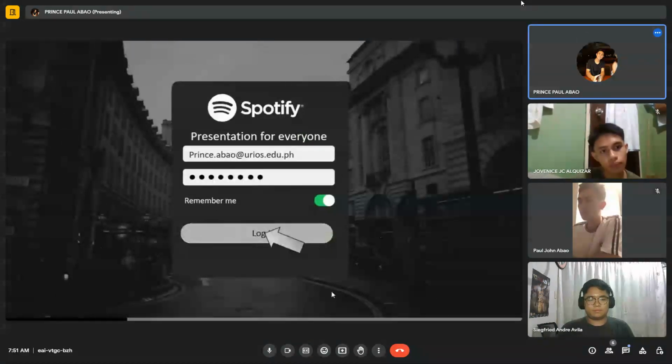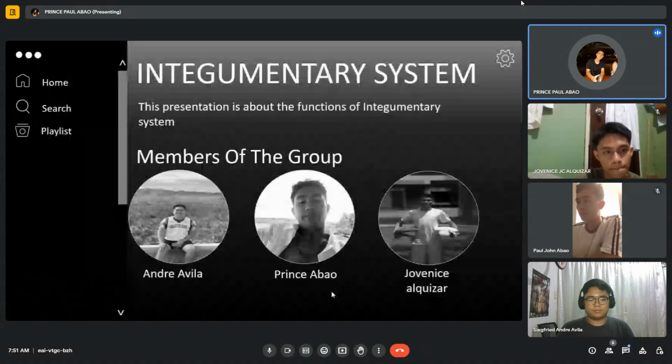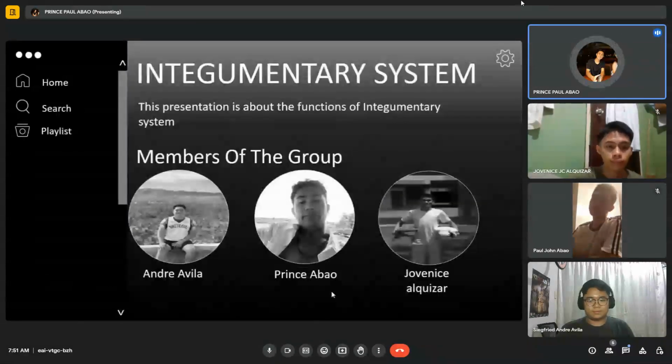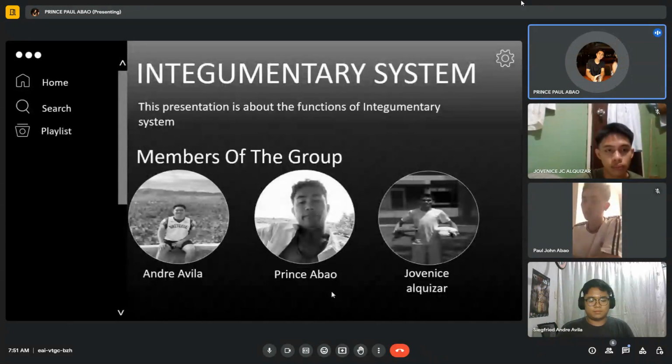So, good day, ma'am. We are here to tackle the integumentary system. This presentation is all about the functions, the theory of aging, and the age-related diseases related to the integumentary system. The members of the group are Andre Avila, Prince Abo, and Juvenice Alquizar.